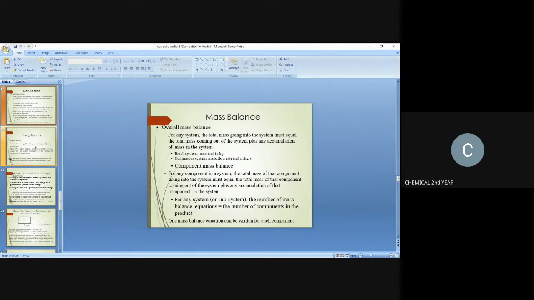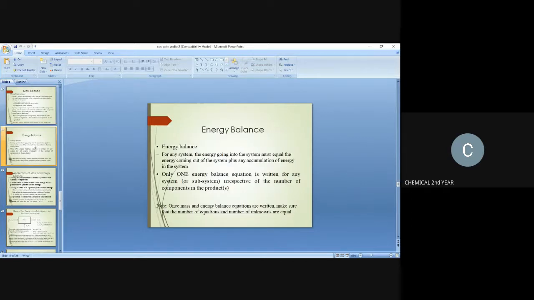Next, component mass balance. For any component in a system, the total mass of that component going into the system must be equal to the total mass of the component coming out of the system plus any accumulation of the component in the system. This is given by input of the system is equal to output of the system plus accumulation of the component within the system. For any system or subsystem, the number of mass balance equations is equal to the number of components in the product. One mass balance equation can be written for each component.